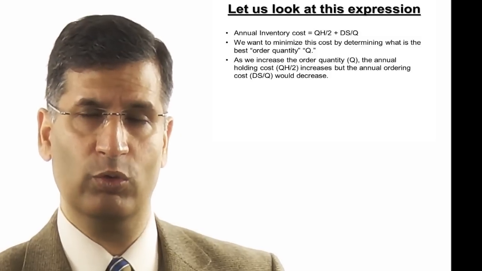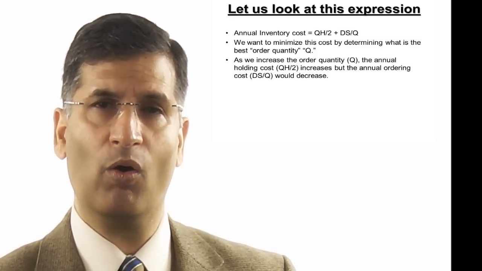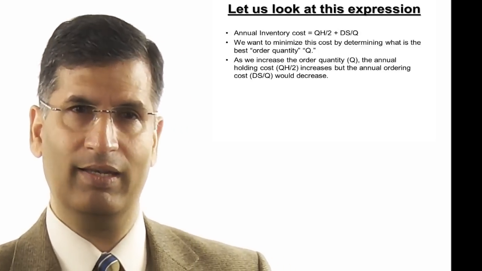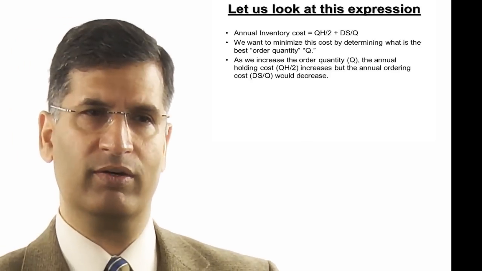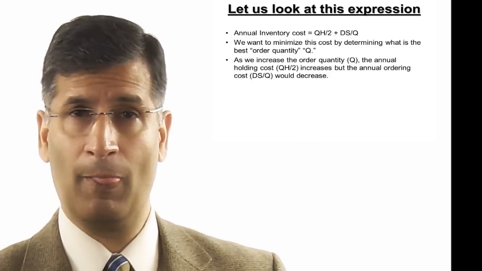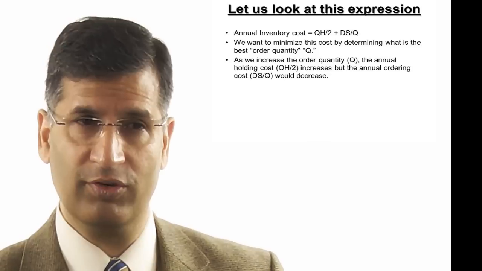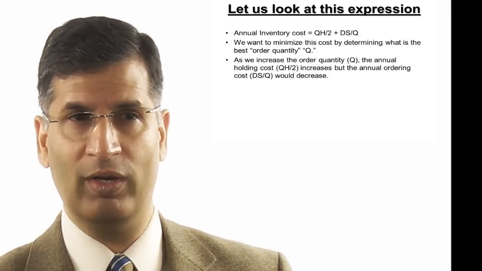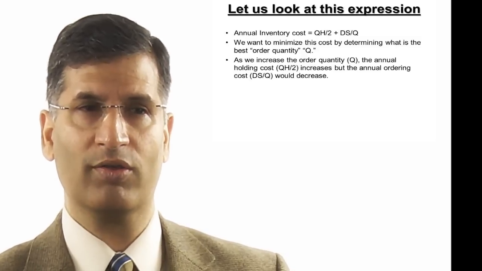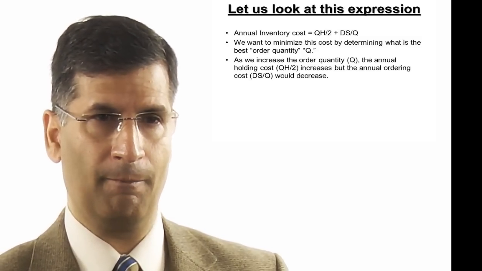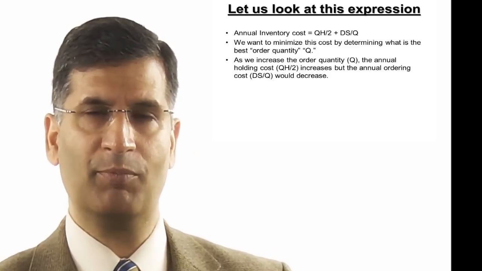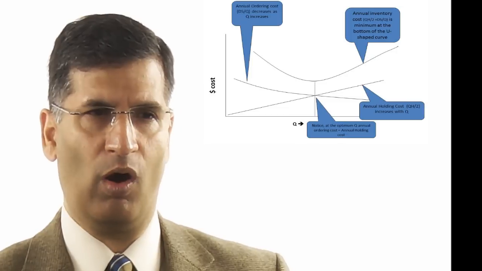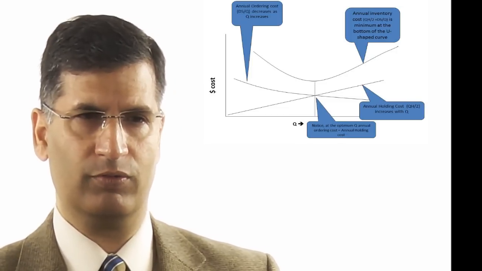So ordering cost, you will save on that, but holding cost is where you will increase as Q increases. Again, Q is in the numerator for holding cost. As Q increases, holding cost increases. Q is in the denominator for ordering cost. As Q increases, ordering cost decreases. And we want to find out what is that optimum order quantity. As Q increases, the annual ordering cost decreases.